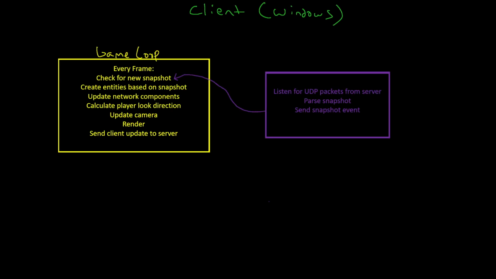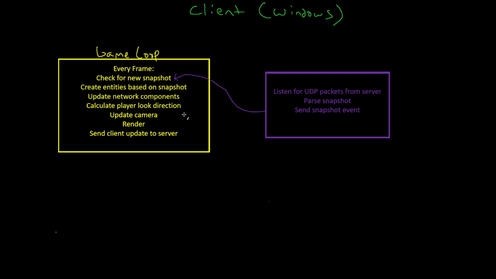So finally, we can look at the client, which is running on Windows, and we have the game loop, and every frame, basically we're checking a channel for new snapshots. This is coming from another thread, which is listening for UDP packets from the server. It's parsing the snapshot and sending the snapshot. So this was quite simple. And then it wants to first create any entities that come in on the snapshot, so anything that didn't exist before, and then update the network components. So this would be updating the components that are networked, so the position and orientation of these components. Not everything is actually networked.